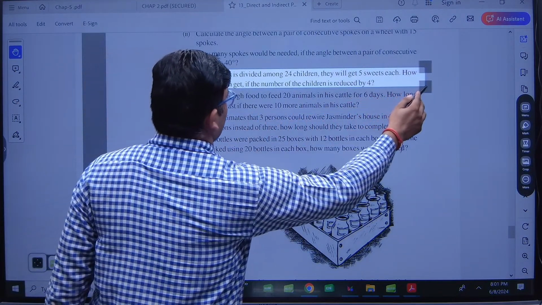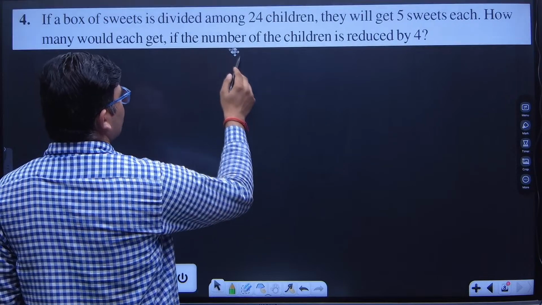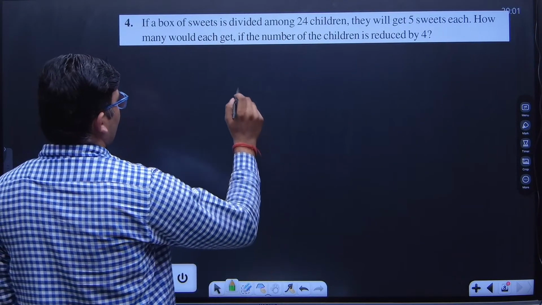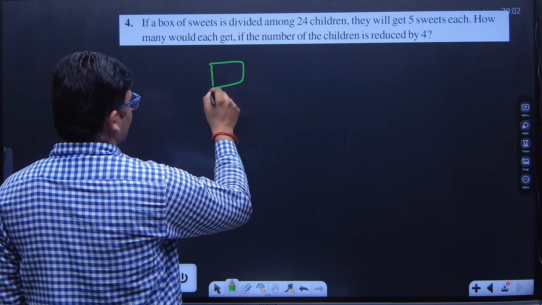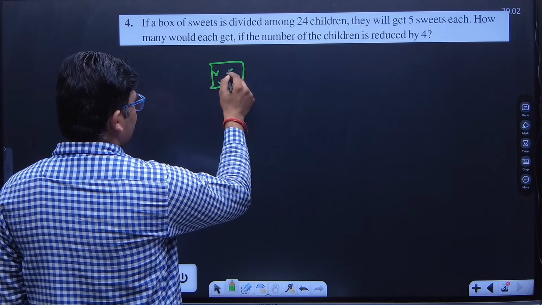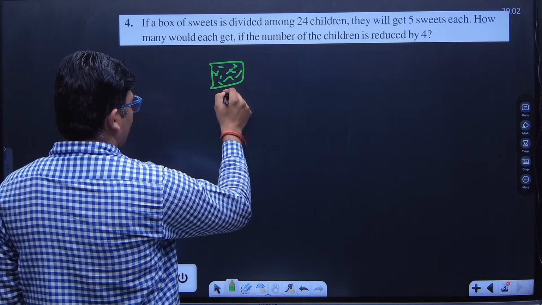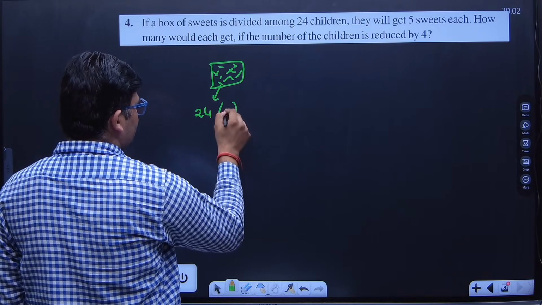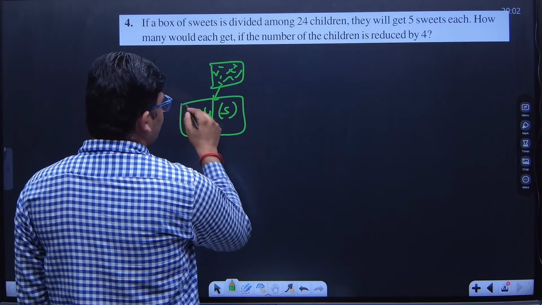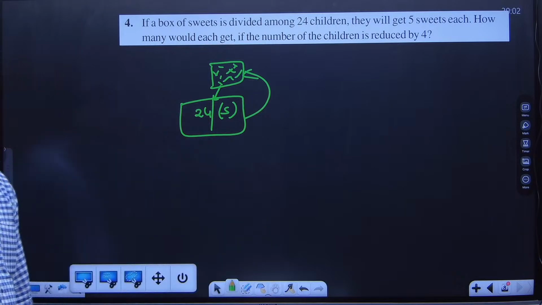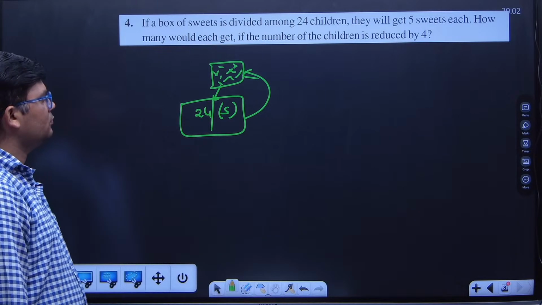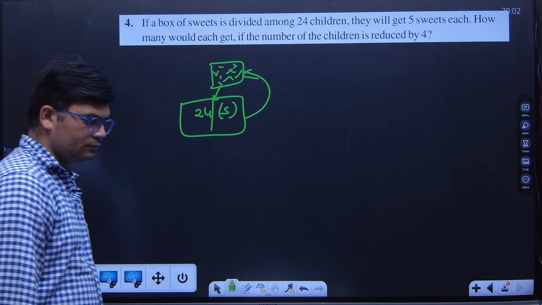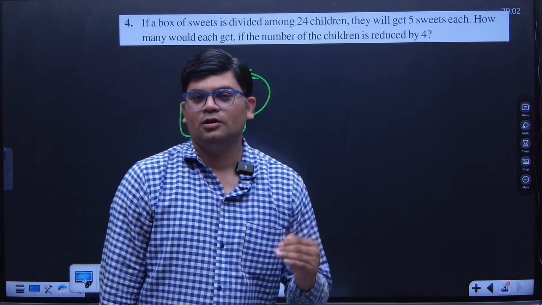If a box of sweets is divided among 24 children, they will get 5 sweets each. Okay, so suppose this is a box of sweets. It has got some sweets in it, I don't know how many. But if it is divided among 24 students, each student will get 5 sweets. So can you tell me how many sweets are there in the box? Sir, will it be 24 into 5? Very good.